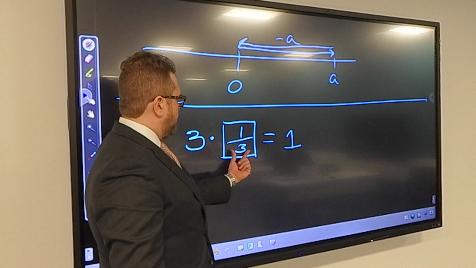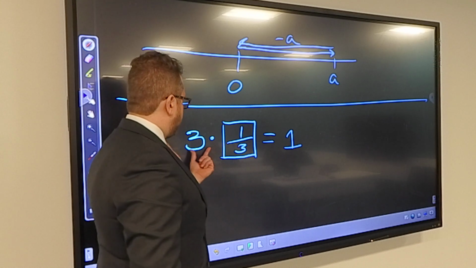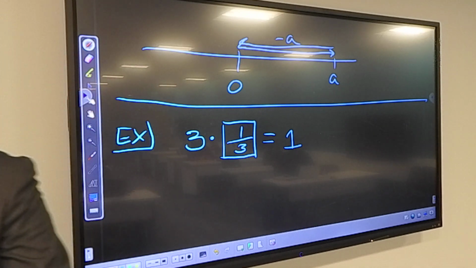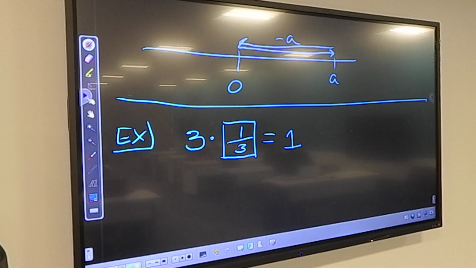So this is like a third of a circle, and you got 3 of them. Well, that's a whole circle. Can I generalize this like we did a minute ago and say that a times something will just come out to 1? One over a. Pretty close.